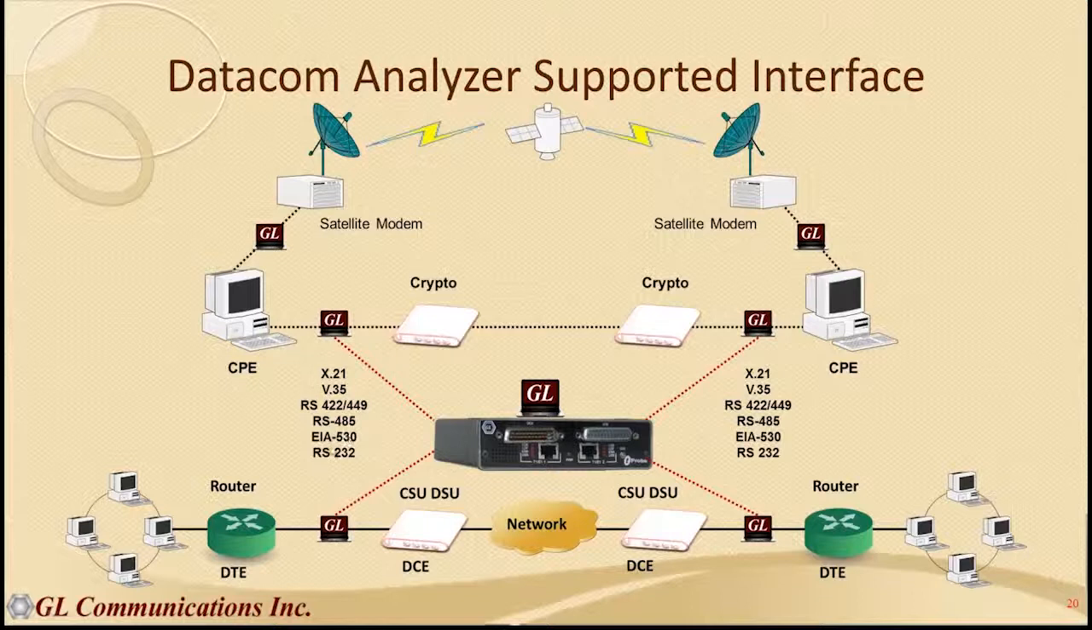And these interfaces are still very common, especially in the military environment and in the satellite environment, where these things are still part of the legacy architecture. One of the advantages of a Datacom interface is you don't have to necessarily jump from 64 kilobits to 1.5 megabits to 45 megabits, which is T3.